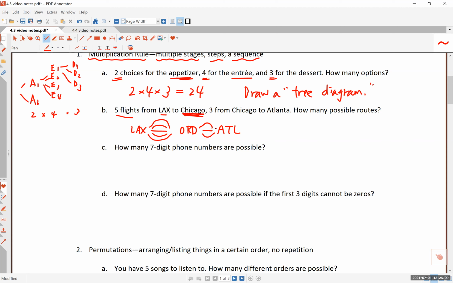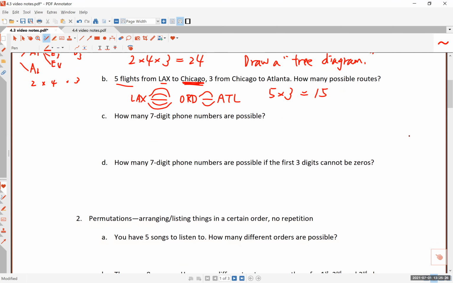If you have to fly from LAX to Chicago and then from there to Atlanta, in total, how many ways are there? And the answer is 5 times 3, which is 15. Okay, so these are pretty simple questions, right? All you have to do is to multiply the options for the various stages.